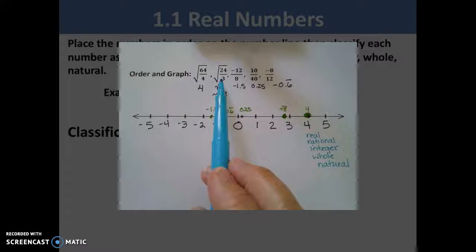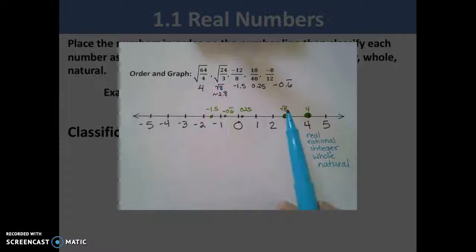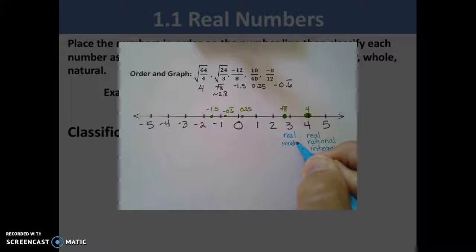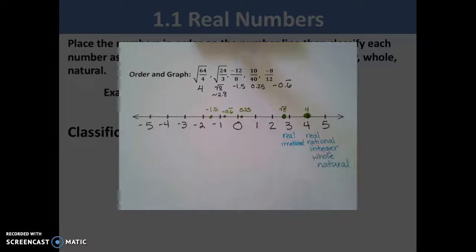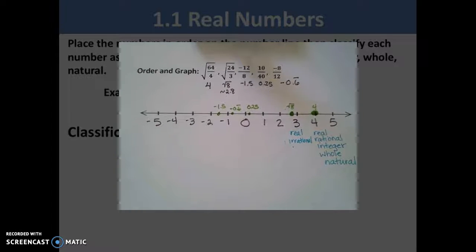So the number 4 hit all of our sets that we discussed. The next number we had was the square root of 24/3, which we said was the square root of 8, that we guessed was approximately here at 2.8. That is a radical. So that is an irrational number. It's a real number, but it's irrational. And it is not an integer or whole number or a natural number.